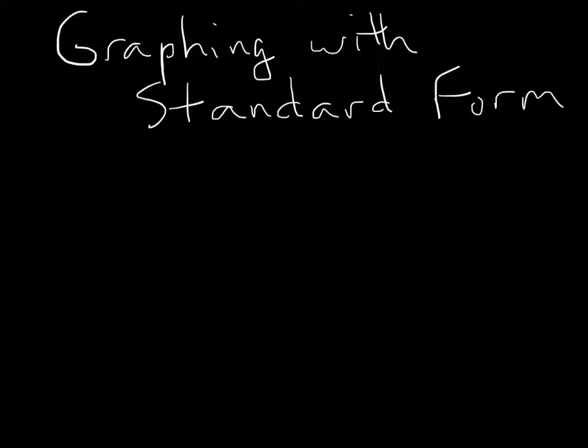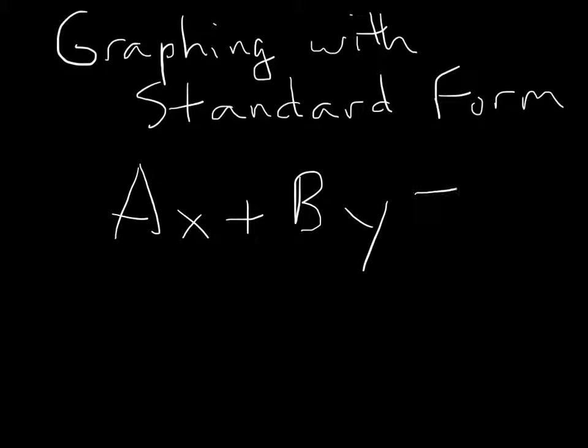For this lesson, we're going to talk about graphing with standard form. Now, standard form is just a different way of writing a linear equation. We've already worked with the slope-intercept form, so now we're going to learn how to do it with standard form. And the equation is ax plus by equals c, where a is the coefficient of x, b is the coefficient of y, and c is some constant not associated with x or y.